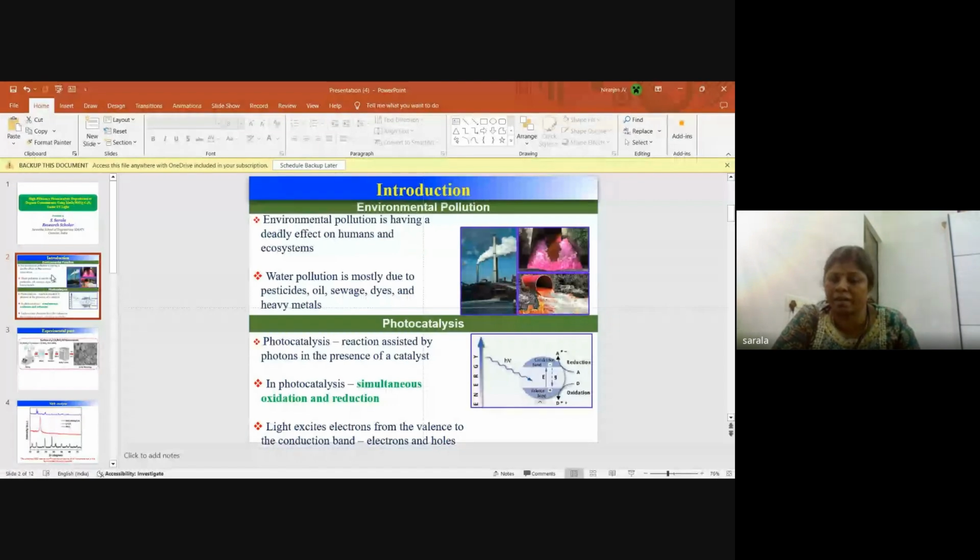I can remove these organic dye components. Photocatalysis is a reaction assisted by photons in the presence of a catalyst. In photocatalysis, light excites the electron from the valence to the conduction band. Electrons and holes recombine. At the same time, oxidation and reduction processes are happening. At that time, our selected organic dye component is dispersed in this oxidation or reduction process.